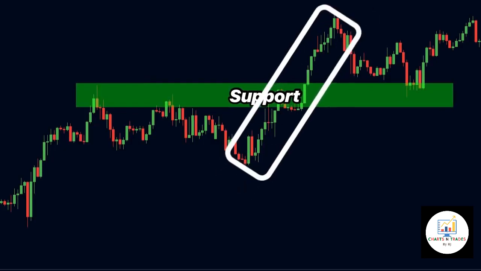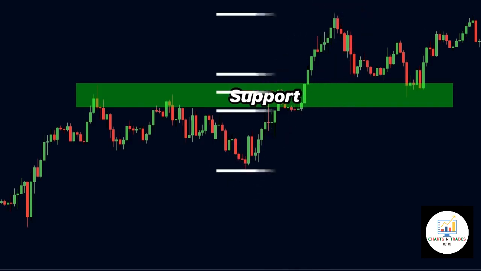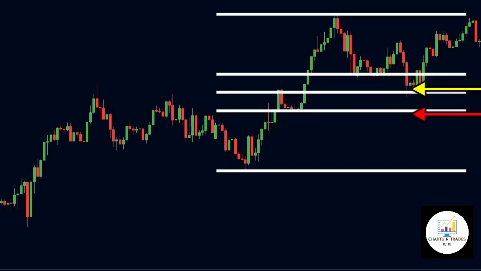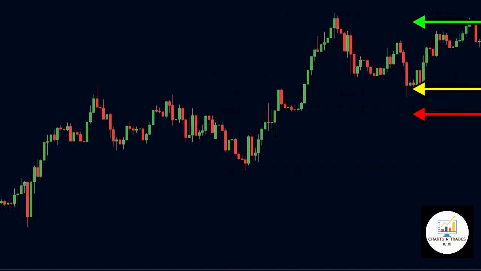Now, if we look at this up move, we can plot the retracement by connecting the swing low and swing high of this move. Here, we can see that the 50% level coincides with the support level. This is an excellent confluence of the retracement levels and support. Therefore, we can place a buy trade when the price touches the 50 retracement level. We can keep our stop loss below the 61.8 level, and we can place our targets near the most recent swing highs.